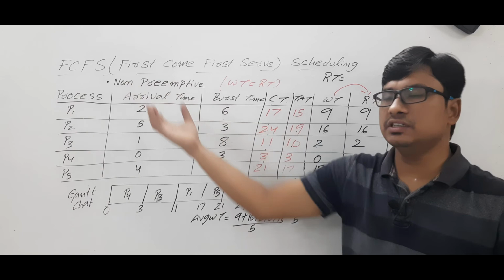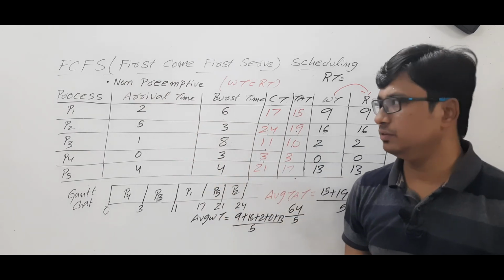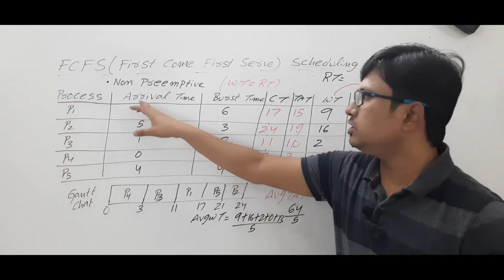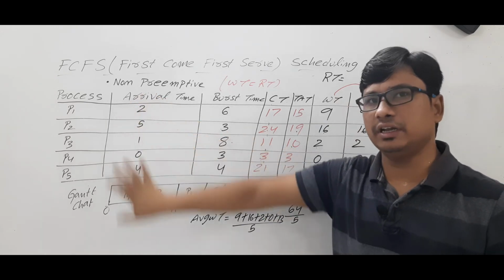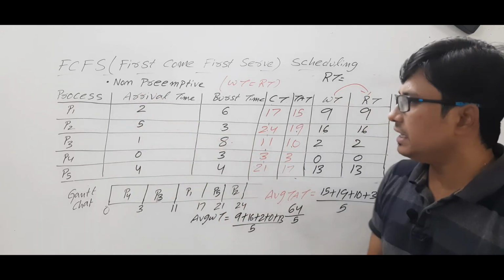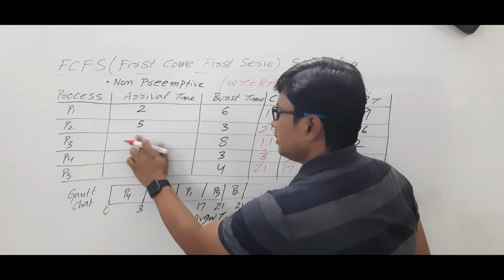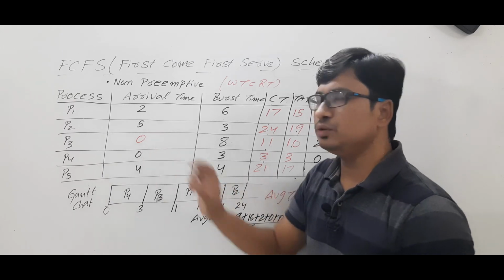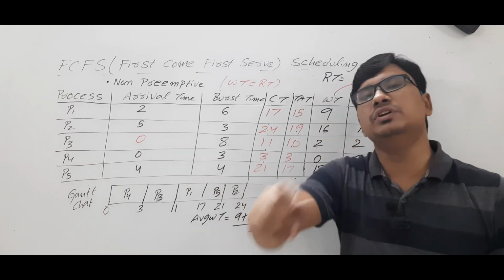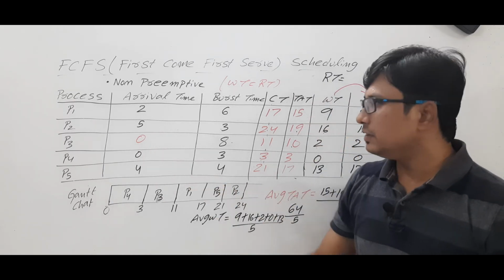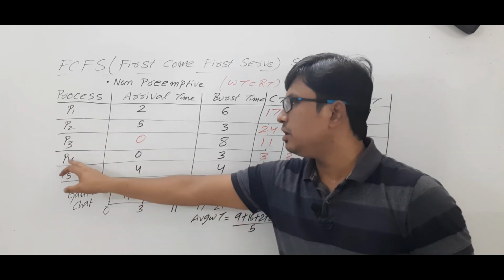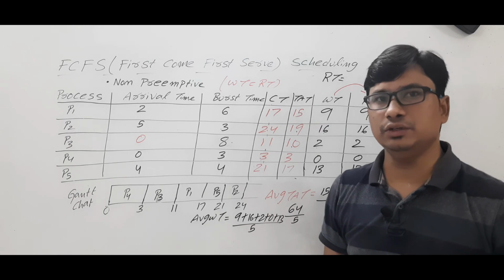Here we have discussed the scheduling algorithm first come, first serve. Now a lot of students will have one doubt. Sir, here each process has arrived at a different time. That is well and good. Let's assume that process P3 and process P4 arrived at 0 units of time, exactly at the same time. Process P3 arrived at 0 units of time, and process P4 also arrived at 0 units of time.